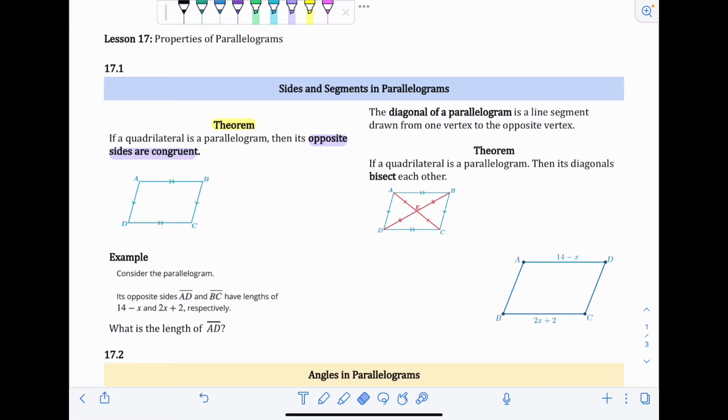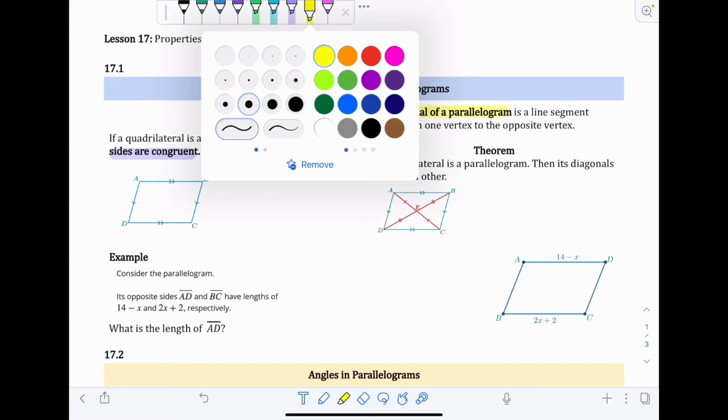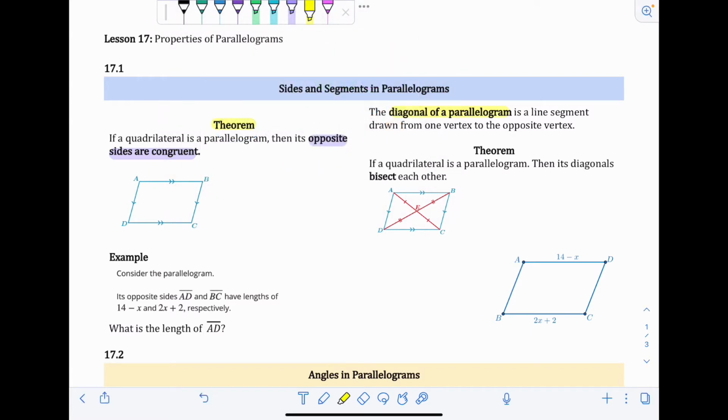And then the second one is on the right side. Before we do that, we have to talk about what the diagonal of a parallelogram is. Up at the top right, the diagonal of a parallelogram is a line segment drawn from one vertex to the opposite vertex. So in this graphic right here, those red segments are the diagonals. They cut diagonally across the parallelogram. So now on to the theorem part.